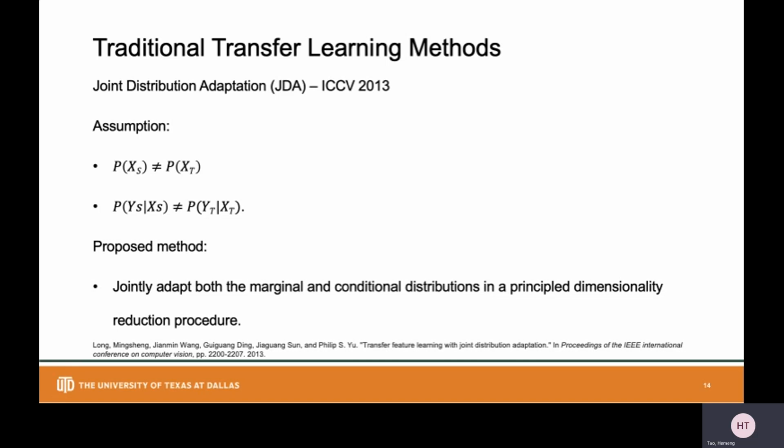And next, I will give an example of a method proposed by researchers before for transfer learning. This one is called joint distribution adaptation, which was proposed in 2013 and is one of the most well-known traditional transfer learning methods.